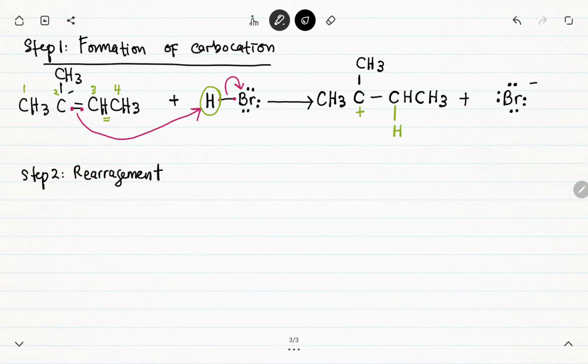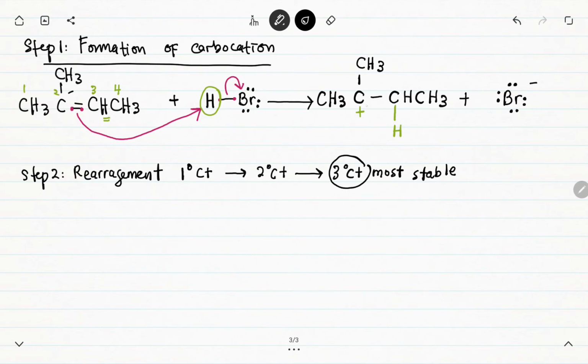In this rearrangement, a primary carbocation can form a secondary carbocation because secondary is more stable, or a secondary carbocation can rearrange to form a tertiary carbocation because tertiary carbocation is more stable. So if the most stable carbocation forms, the major product can be formed.